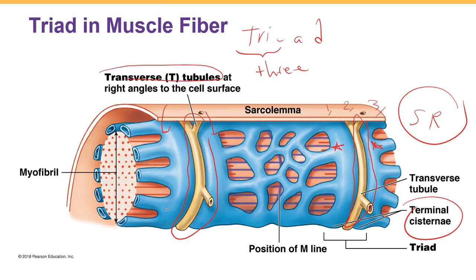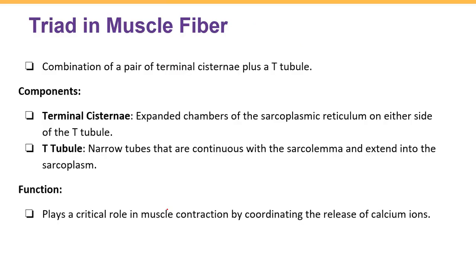Together, the triad helps the electrical signals from the brain quickly cause the release of calcium from the sarcoplasmic reticulum. And that's what starts the contraction. So a triad is like a sandwich with a T-tubule in the middle and two calcium storage sacs on the side.